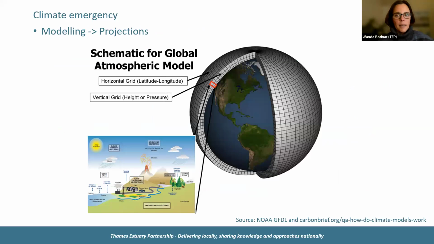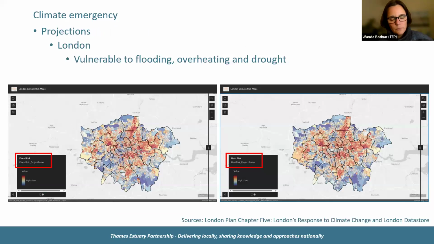In addition to the climate proxies that I was talking about earlier and the real-time measurements, we can now also look ahead with the use of climate models that divide the Earth up into a series of grid cells, so we can have an idea of what the future will bring in terms of climate change. And so projections show that the London area is particularly vulnerable to flooding, overheating, and drought.